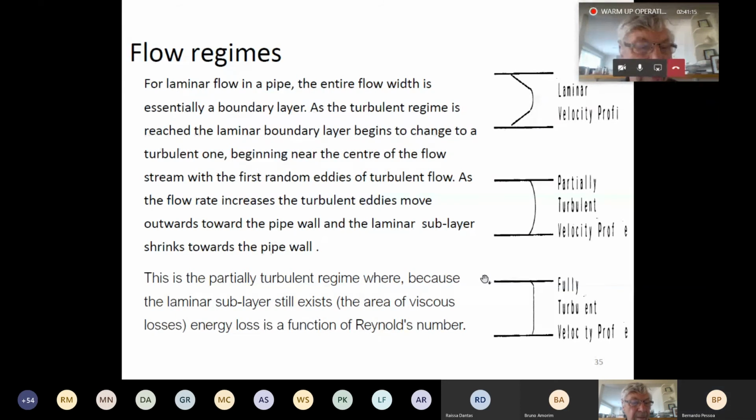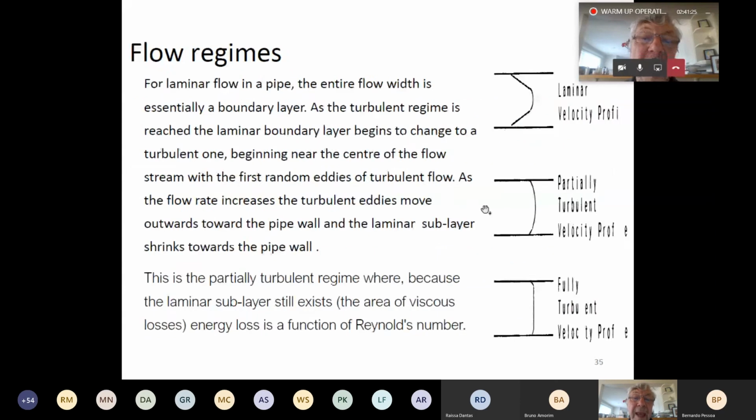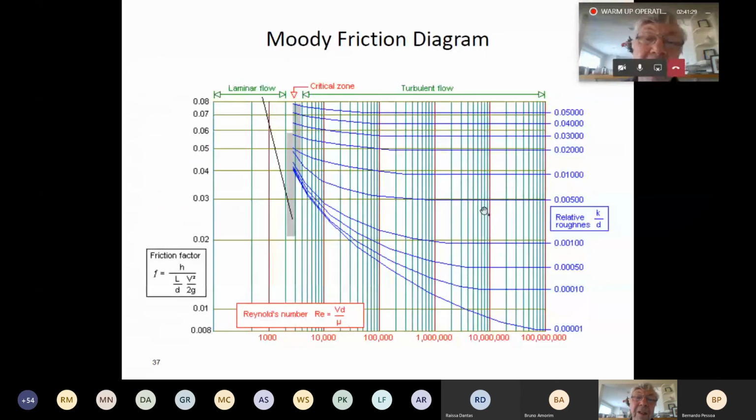So let's go to 37. And that's the Moody diagram that you're probably very familiar with. On the bottom axis, we've got the Reynolds number, and you'll see this straight line. It's the three regions: the laminar flow region at the top, going from 0 to about 2400. Then we've got the critical zone, which is partially turbulent, and then turbulent flow.